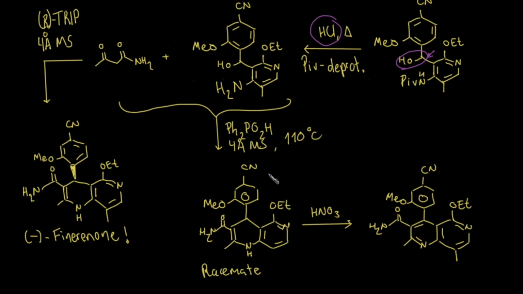After obtaining this racemate, they oxidize this compound back to the aromatic compound using nitric acid. And I would suggest that those of you who are interested try to look up what in fact is the mechanism for this reaction when you use nitric acid as an oxidant. I think you may be positively surprised that it's fairly close to what we learn on a first year chemistry course in regards to functionalizing aromatic compounds.